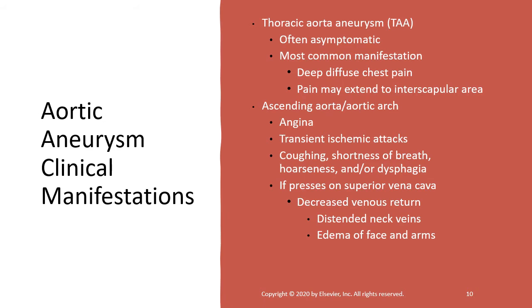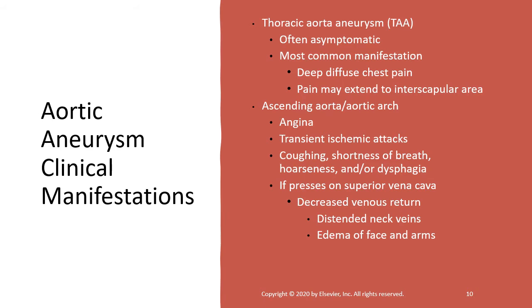When present, symptoms include deep diffuse chest pain that may radiate to the interscapular area. Ascending aortic and aortic arch aneurysms can cause, first, angina from decreased blood flow to the coronary arteries, second, transient ischemic attacks from decreased blood flow to the carotid arteries, and third, coughing, shortness of breath, hoarseness, and/or difficulty swallowing from pressure on the laryngeal nerve. If the aneurysm presses on the superior vena cava, decreased venous return can result in jugular venous distension and edema to the face and arms.